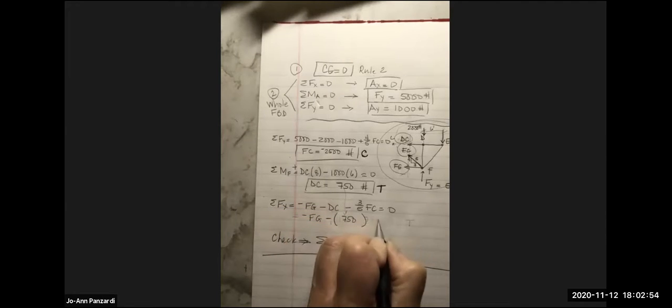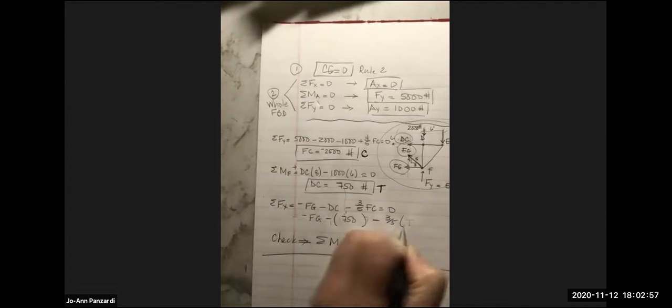So it's right. Negative FG minus whatever DC we got here, which is 750, minus 3/5, and then whatever's here, we have to bring it down, negative 250. I'm glad you're asking me this question. And then FG turned out to be 750 plus, and it's a tension. So you guys, this is great. You have to put in the negative if you got a negative.